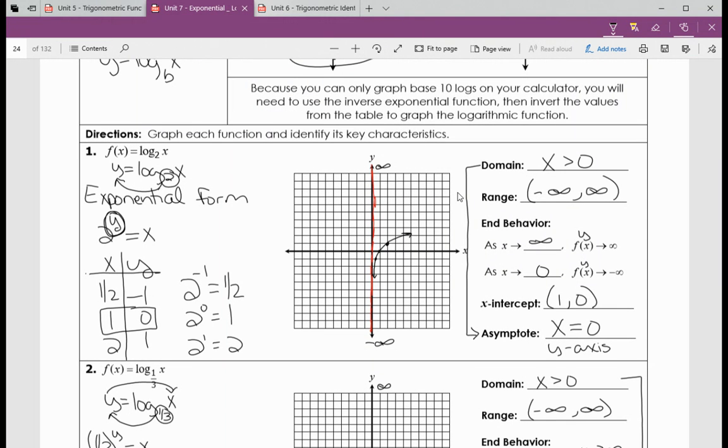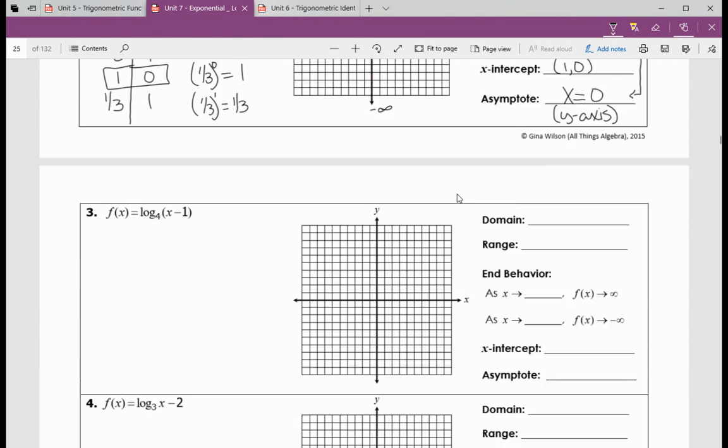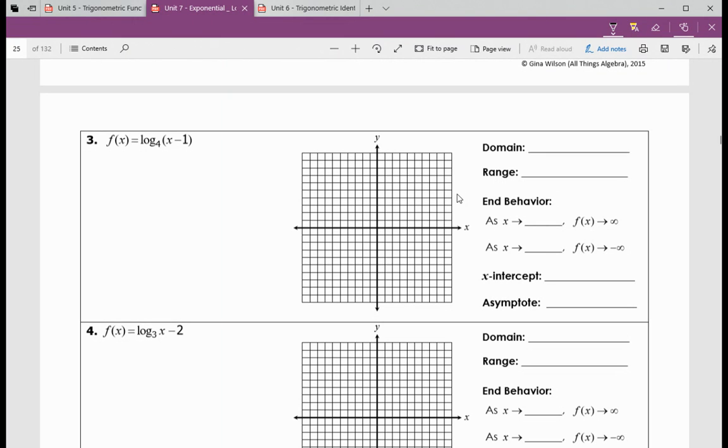Any questions about the first two? Still a talkative group, I see.